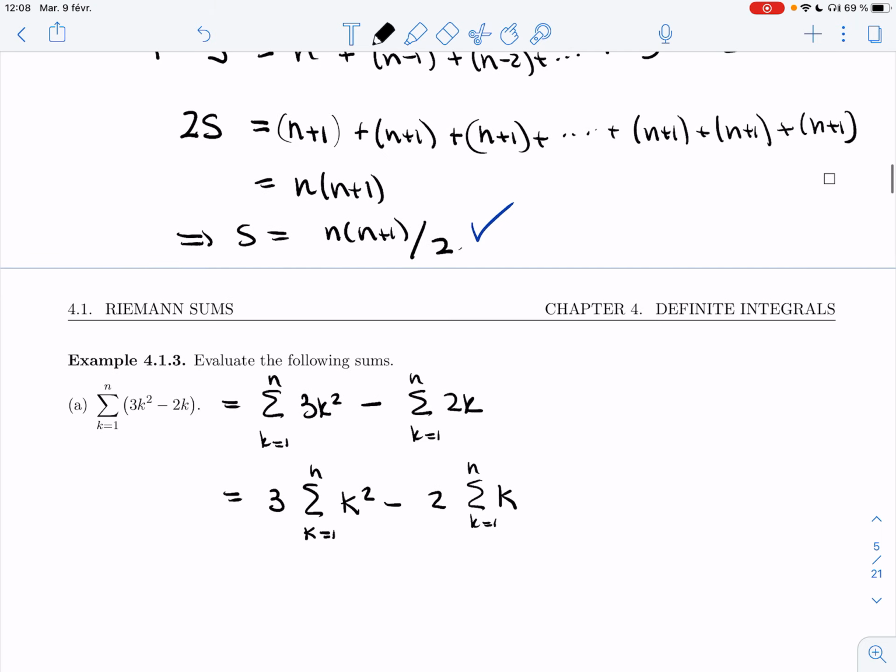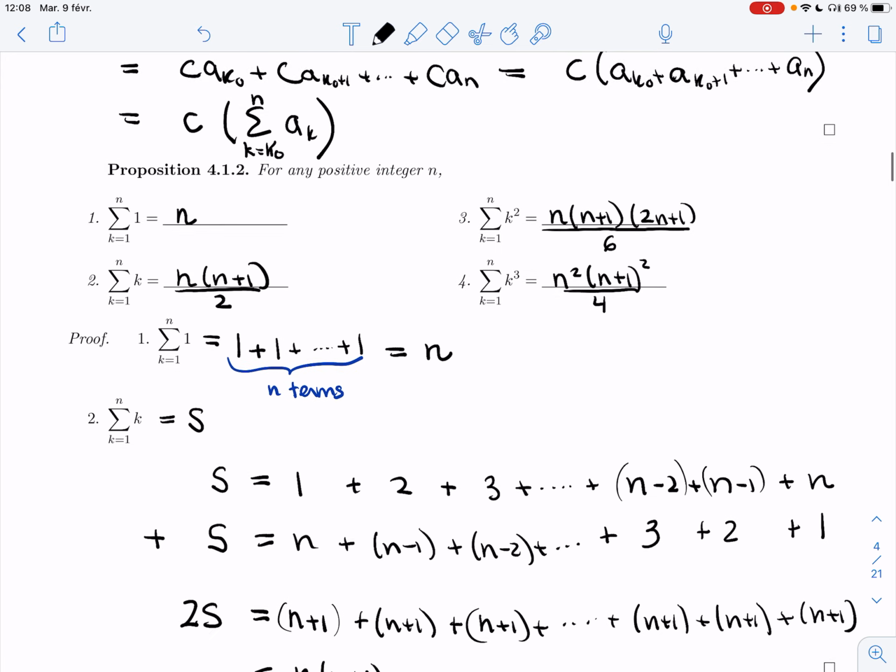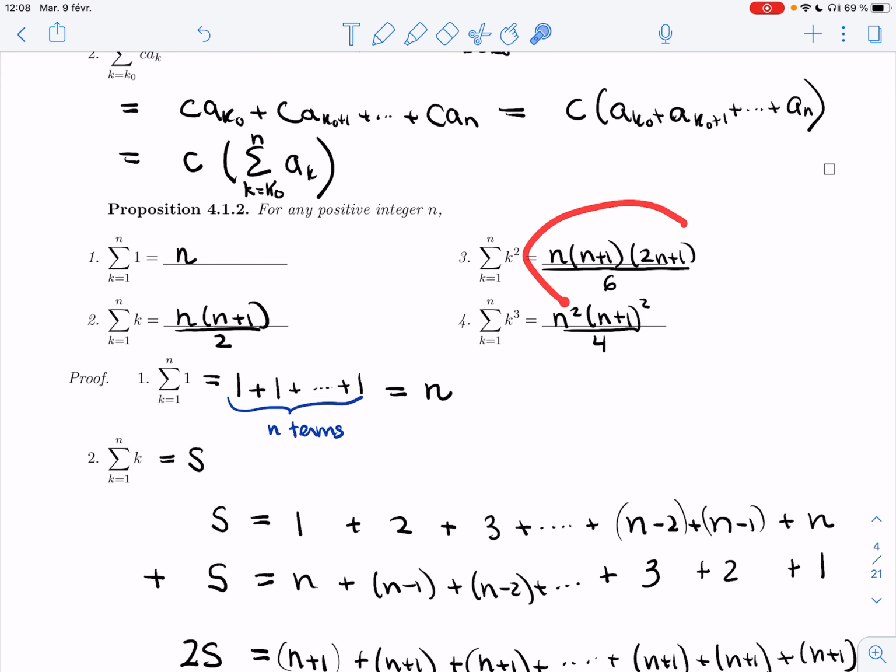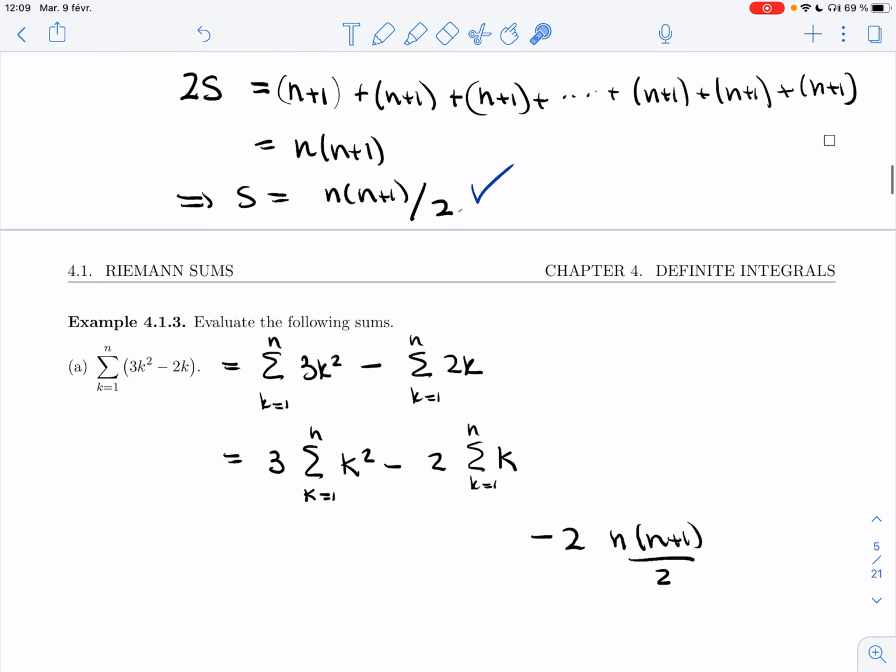All right. Now from the last proposition, we have a formula for this, and we just proved the formula for this. In fact, it's still on the screen, so let me put it down here. So minus 2, this one was n times n plus 1 divided by 2. And the sum of k squared, it's right here. It's n times n plus 1 times 2n plus 1 over 6. So 3 times n times n plus 1 times 2n plus 1 divided by 6.